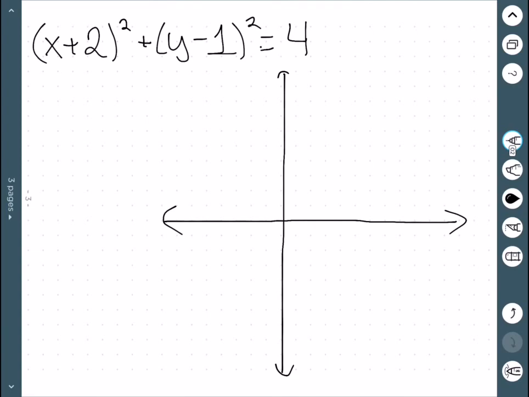Now let's consider this one, and let's try to find the graph. The center is going to come from changing these signs, so we get −2 and +1. So we go over to the left 2 and up 1 to get the center. Our radius is going to be 2, the square root of 4. The easiest way to do this is to go up, down, and left and right by the radius, and then we can connect these dots to make our circle. Mine's not great here, but you can see the general idea.